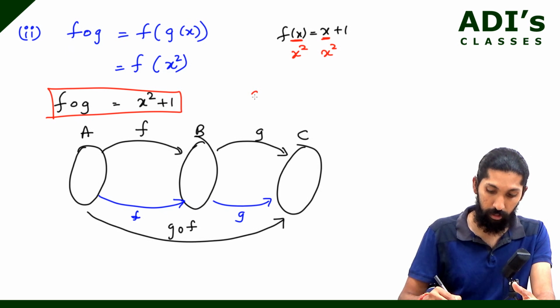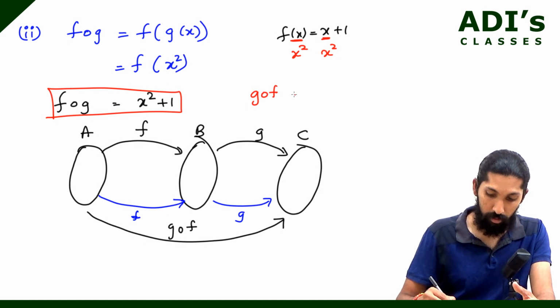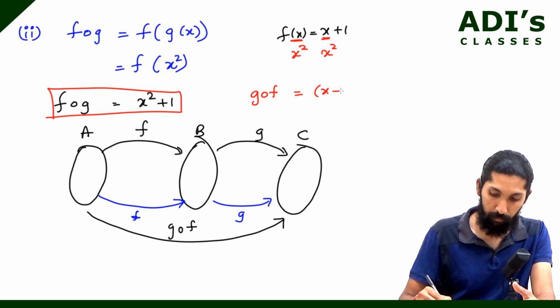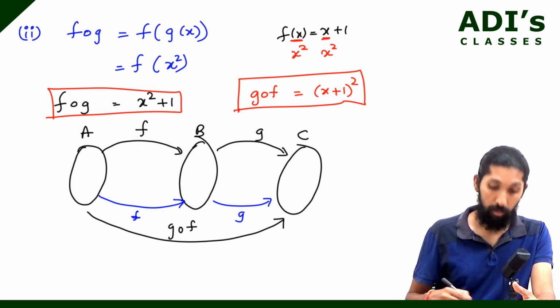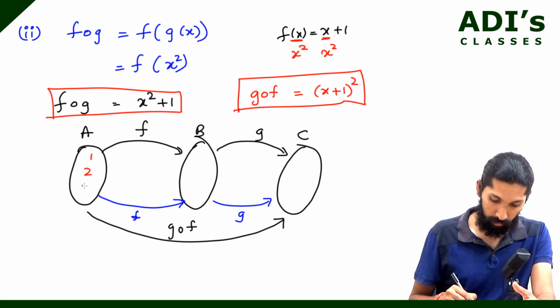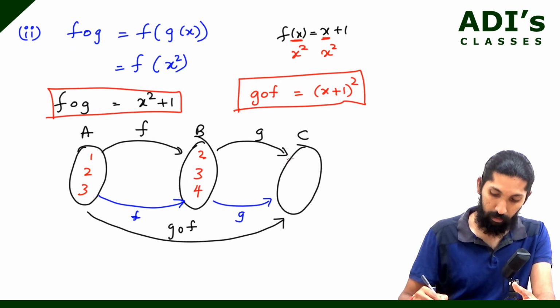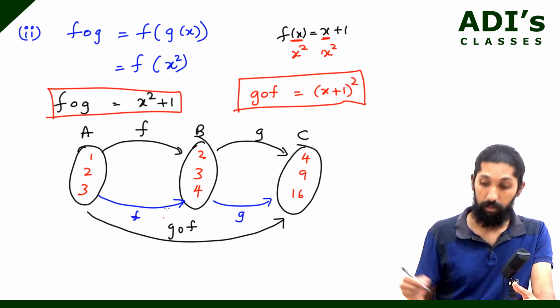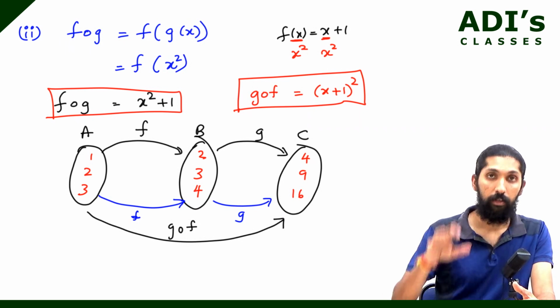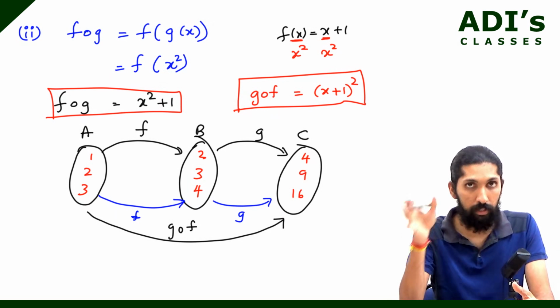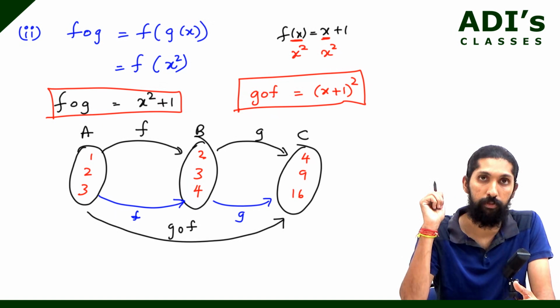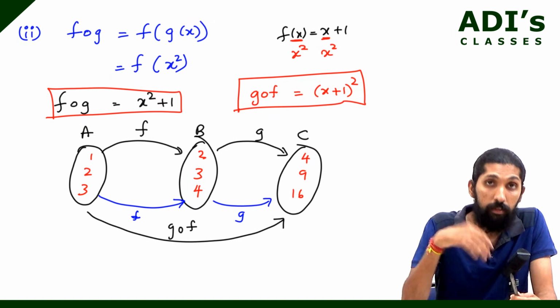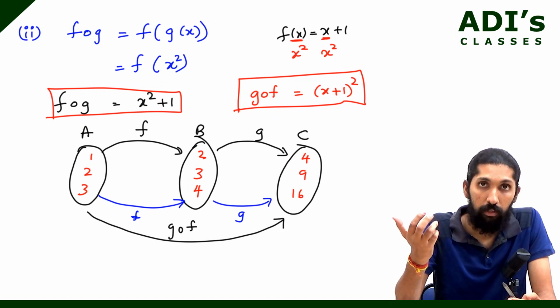And GOF is nothing but x plus 1 whole square. This is the function. So here we had 1, 2, 3, and here we had 2, 3, 4, and here we had 4, 9, 16. Correct? So GOF is from A to C, and we have the set values. Understood? This is how you calculate the composite function.